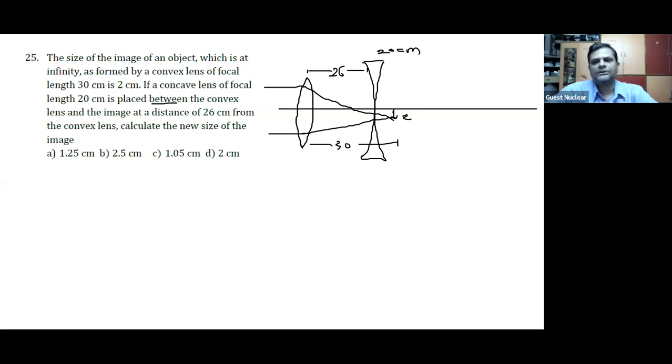ठीक है, तो अब क्या होगा एक्चुअली, देखो कि ये जो ऑब्जेक्ट यहाँ पे फॉर्म हो रहा है इस कॉन्वेक्स लेंस की वजह से, तो वो ऑब्जेक्ट एक्चुअली इस कॉन्केव लेंस के लिए एक इमेज और सॉरी ऑब्जेक्ट के जैसा काम करेगा. मतलब इस कॉन्केव लेंस का जो इमेज है ये वाला, वो इस कॉन्केव लेंस के लिए ऑब्जेक्ट के जैसा काम करेगा. तो इसका मतलब अभी देखो ये डायग्राम हम थोड़ा और सिंपलीफाई करते हैं.